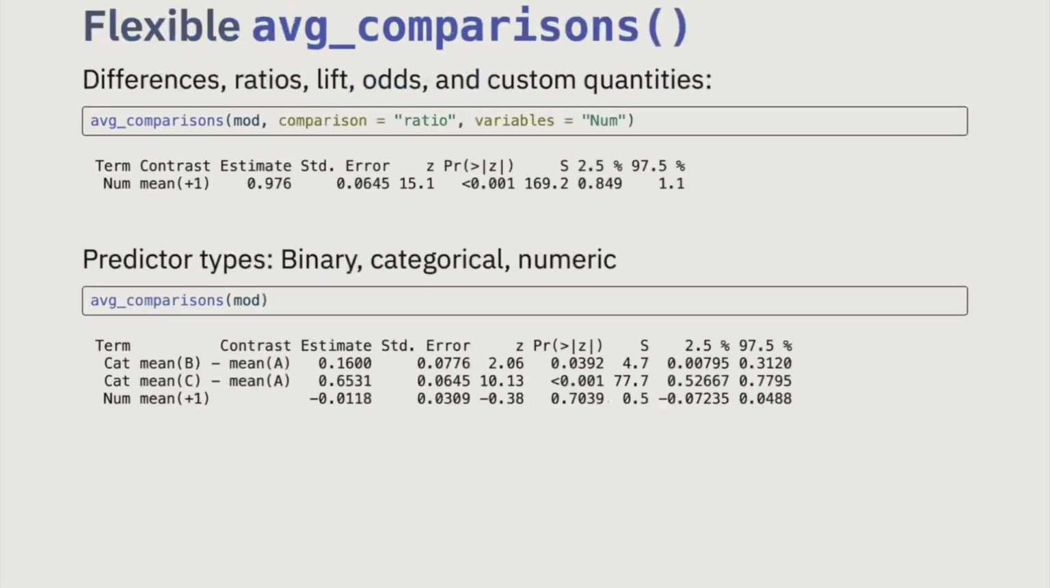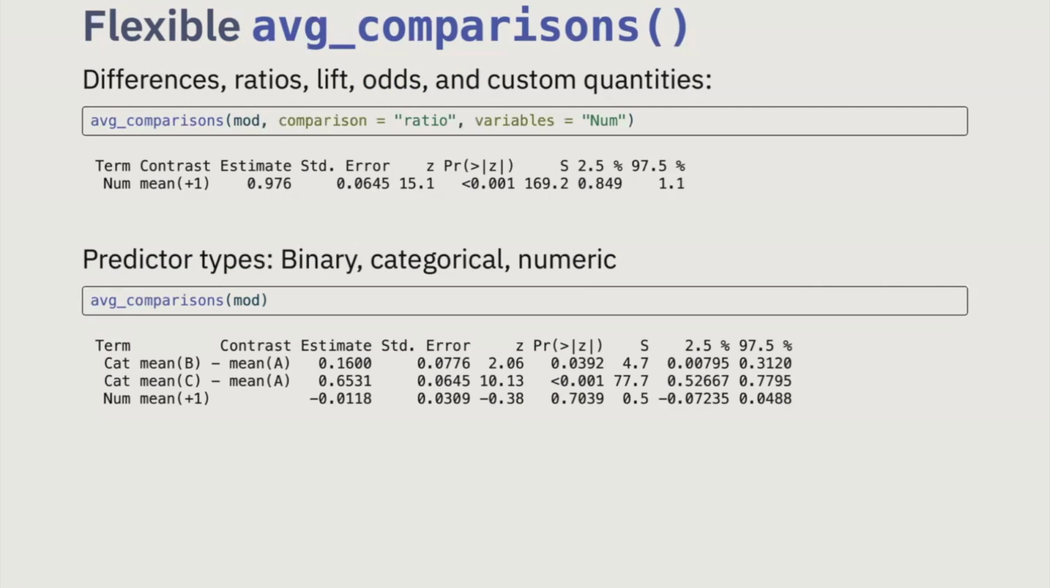The average comparisons function is super flexible. So far I've only shown you risk differences, but there's this argument called comparison, and there you can specify a lot of different comparisons. So you can do ratios. So how does the ratio of predicted probabilities change when num increases by 1 unit, right? Or you could do lift or odds, or you can even specify custom quantities. So that's a really powerful feature that I can talk to you about later if you come see me.